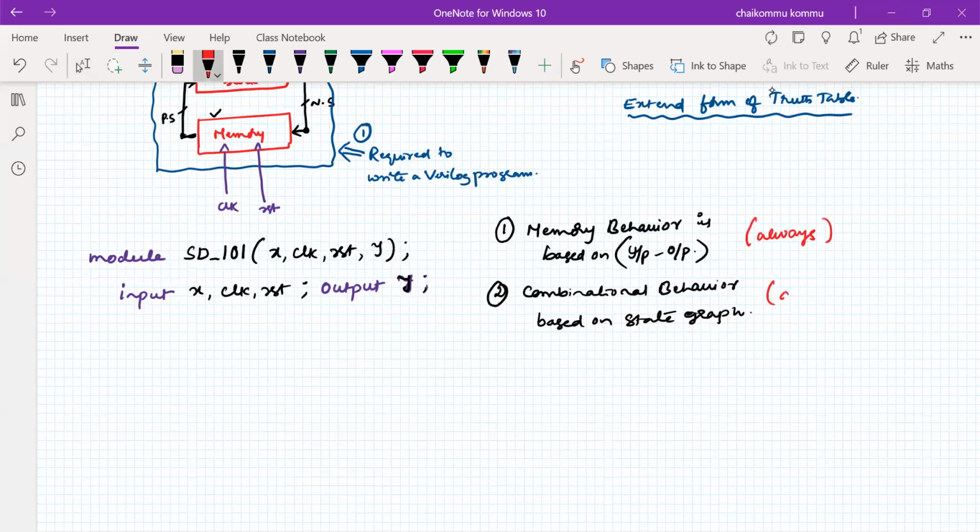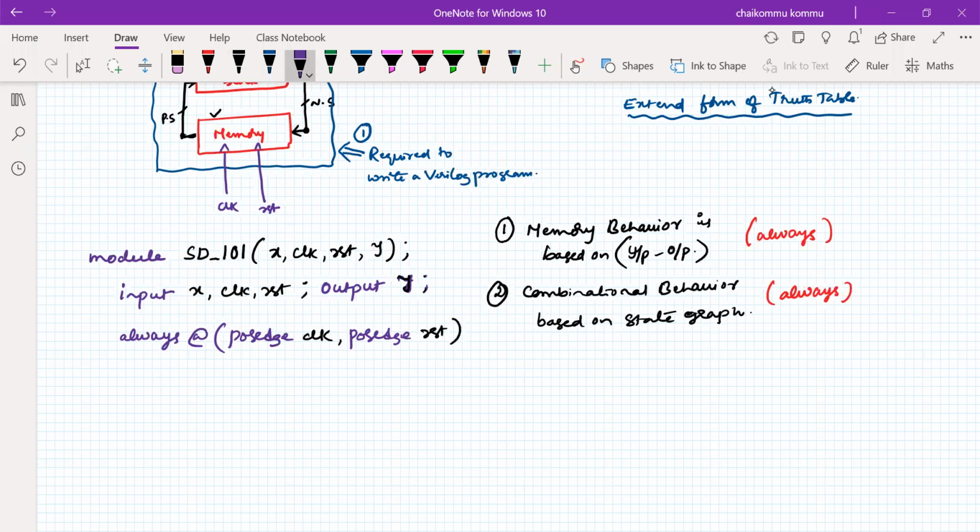So here also I'm going to use another always block. Okay, so let us write here always at the rate of posedge of the clock and posedge of reset signal. What has to happen if reset is true?